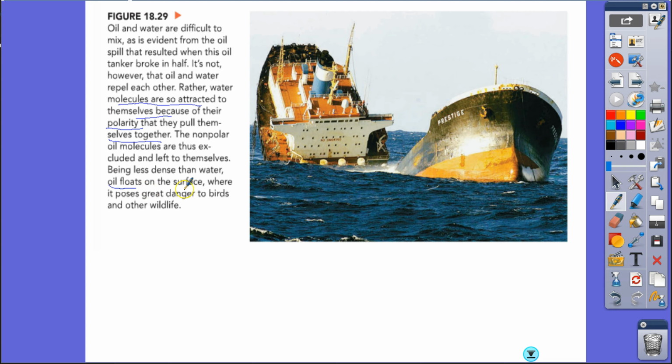Being less dense than water, oil floats on the surface where it poses a greater... Okay, yeah, so I'm not talking about the birds and wildlife in your sink, but if you do that and then you throw some Dawn, put some drops of Dawn cooking oil, Dawn soap in the sink, you'll see some crazy stuff happen. Things like when the soap drop hits the sink, everything just flies apart.